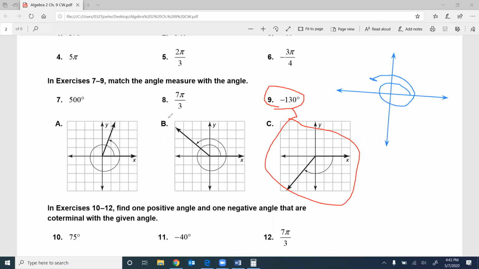Well, B does. So this one right here has to go with B, which means that 7 pi over 3 has to go with A. Okay.